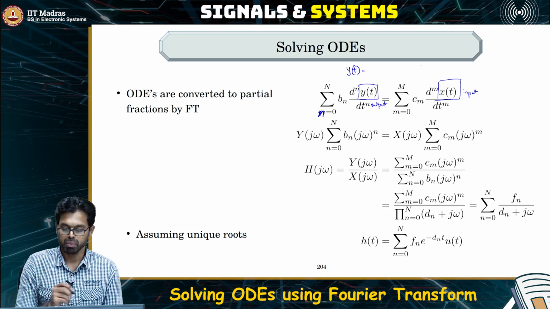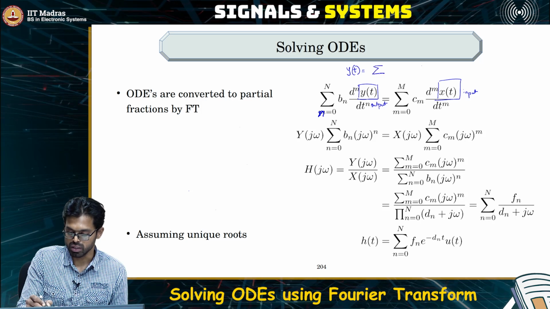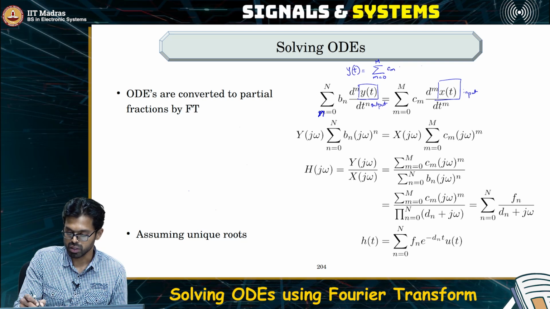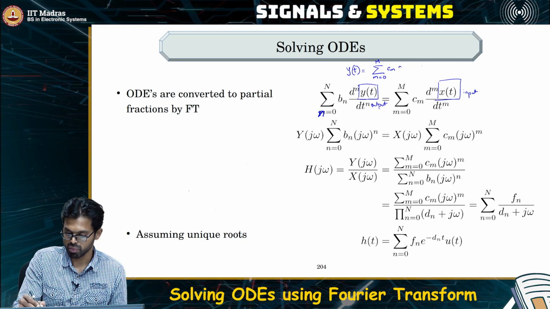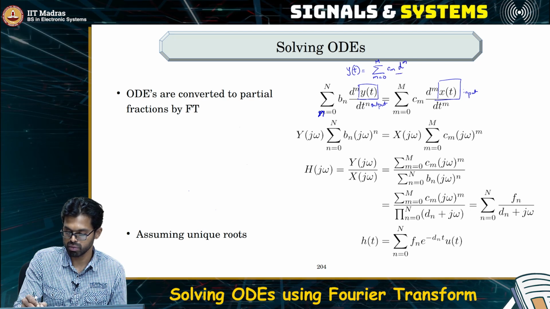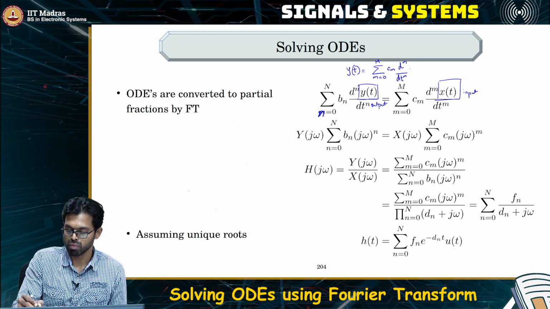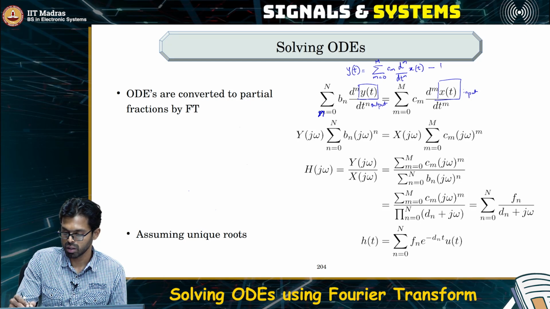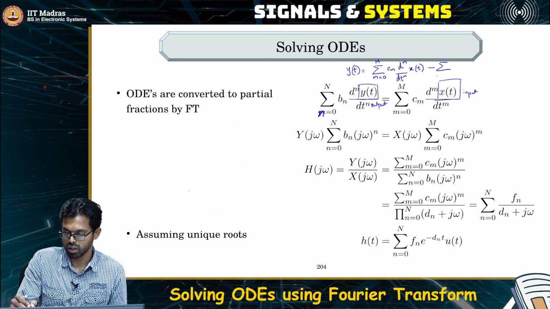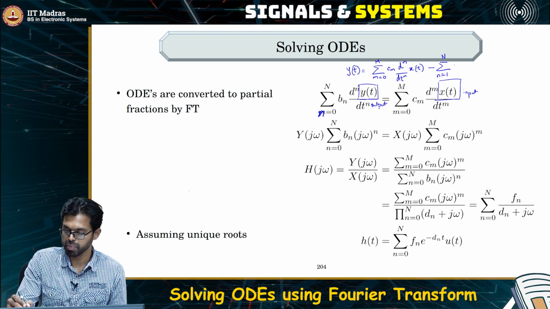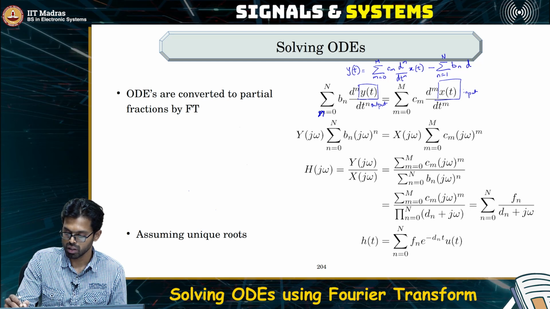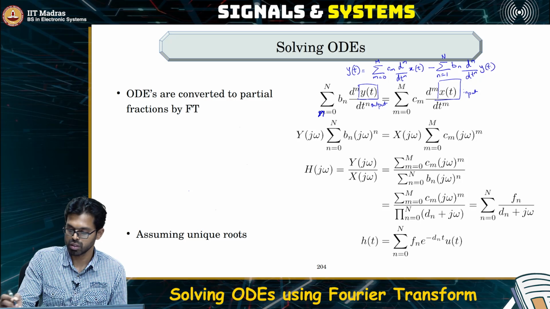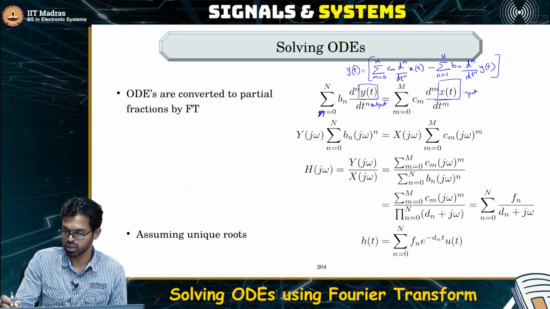So if I have to write the output as an expression of the input, then we can say that it is the sum from m equals 0 to capital M of Cm times the derivative of x of t, minus the sum from n equals 1 to capital N of Bn times the derivative of y of t, the whole scaled by 1 by b naught.